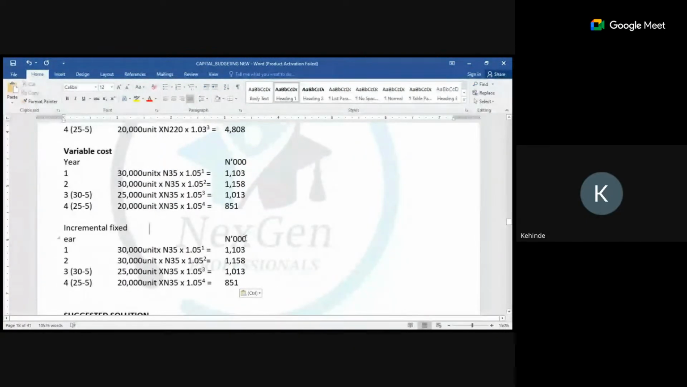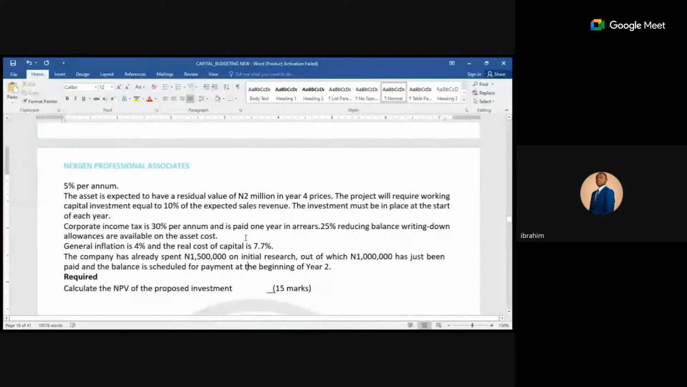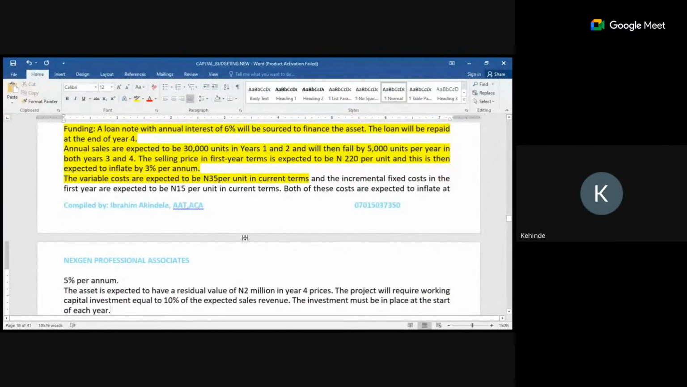Okay, let's check. Where is it? Okay, incremental fixed cost. 15 naira per unit. Now we can see that the incremental fixed cost in the first year is expected to be this. Incremental fixed costs are expected to be this in current terms. We can see that they still put it in current terms. Yes.